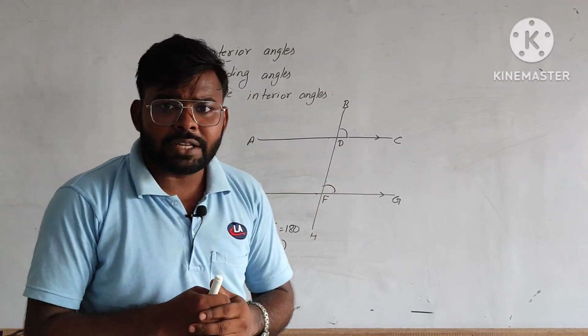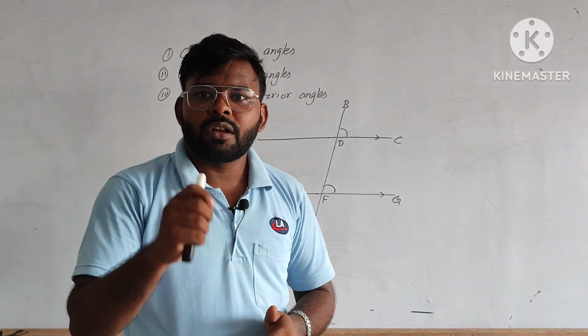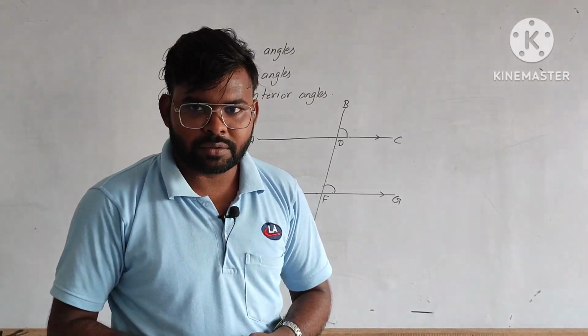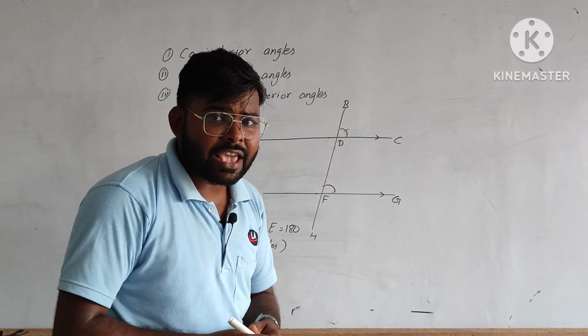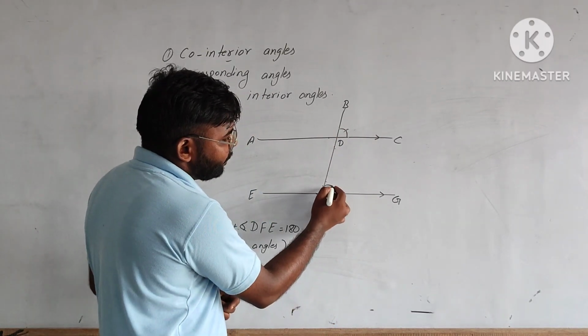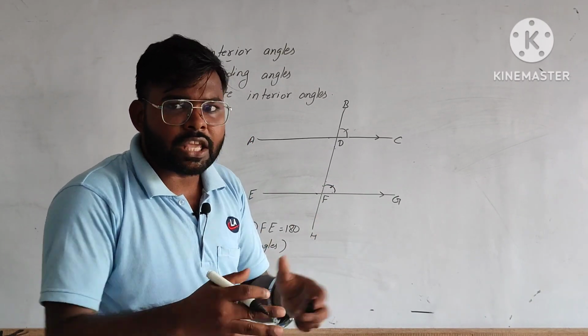Their property is what? The corresponding angles are always equal to each other. For example, if the value of this is A, suppose A, then the value of F, this one, is also what? A, because they are equal.